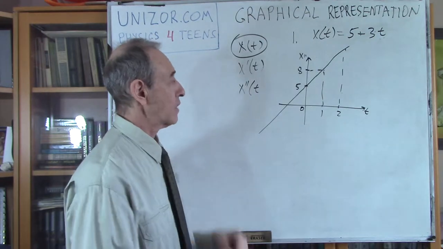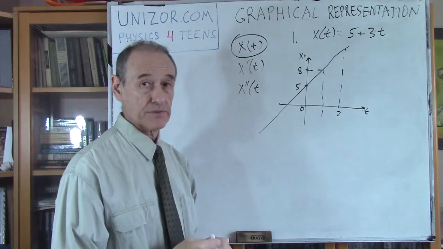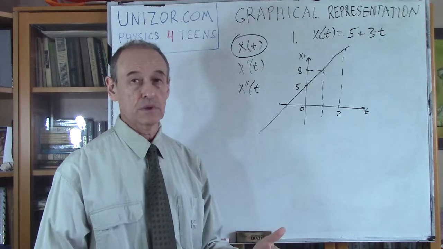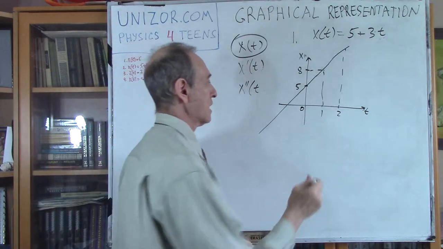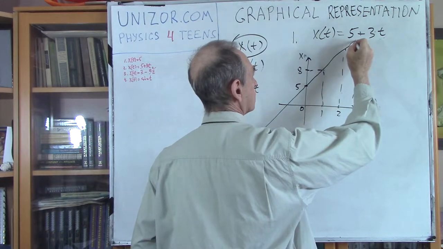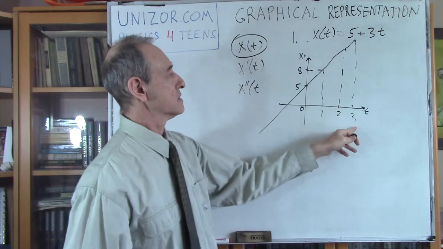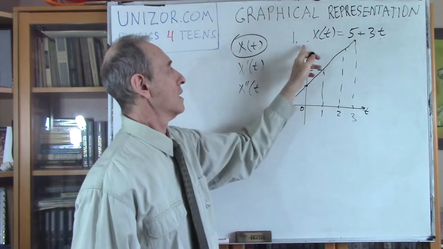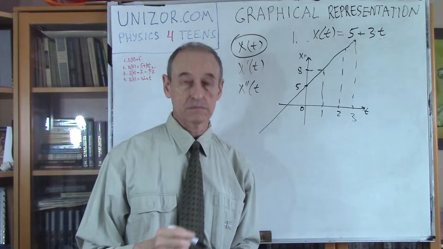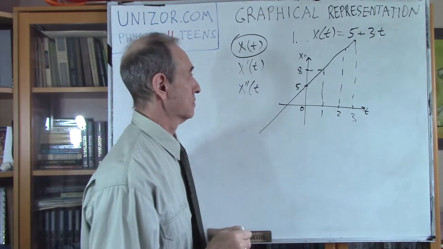So whenever I want to determine a position at any moment of time graphically, I have to set the time. Let's say the time is equal to 3, for instance. Then I go all the way up, take this point and take the x coordinate, and I will see that at point 3 my position would be 14. Right? So this is the graph of the position. This is x of t.